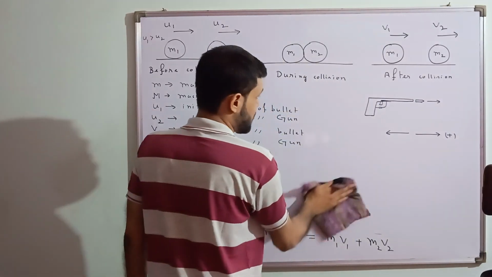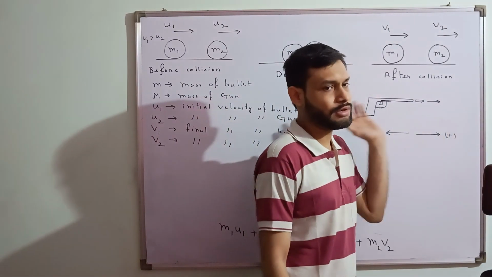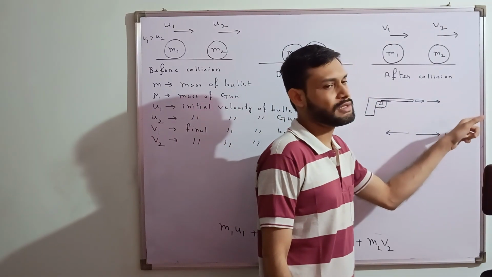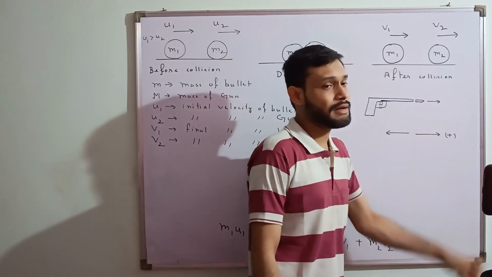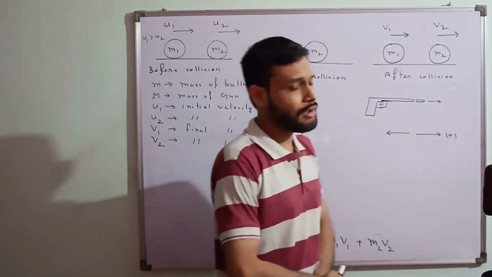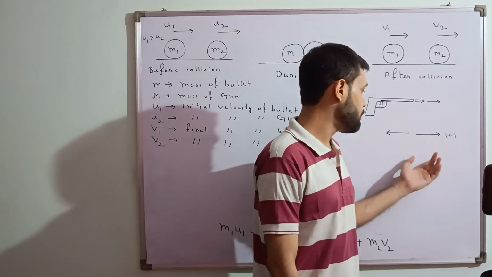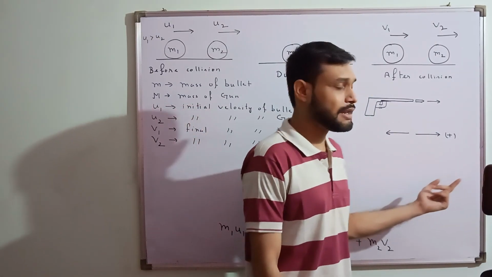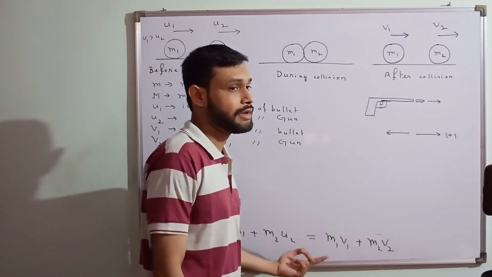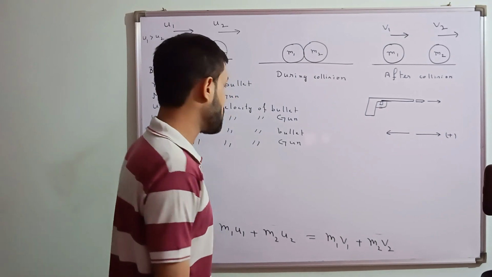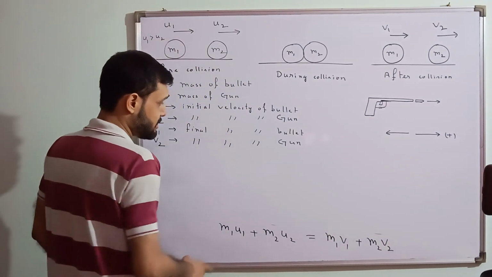So now let's try to find out. Here I am considering all these things in one dimension only. Bullet is moving in this direction and gun is recoiling in the other direction. In two dimensions, the only thing that happens is we make the components along the x and y axes, apply conservation of momentum along the x axis and y axis, and then solve it. Okay. So let's write the equation like this.